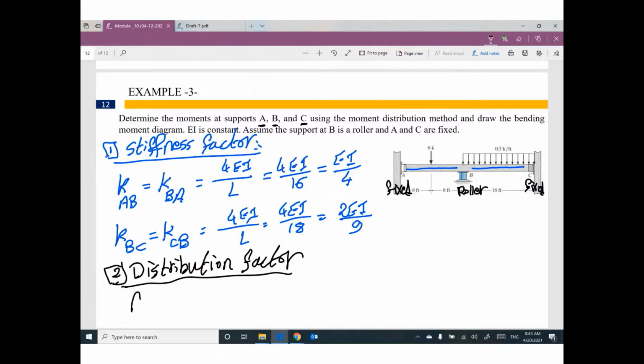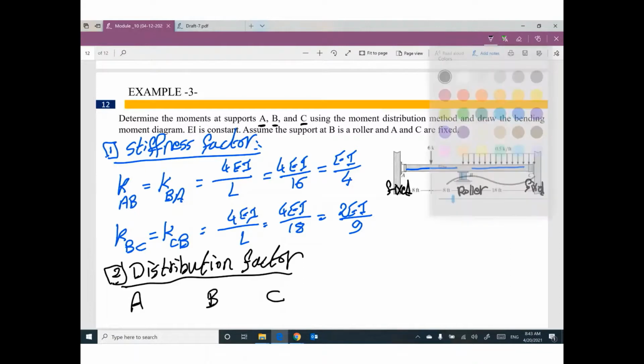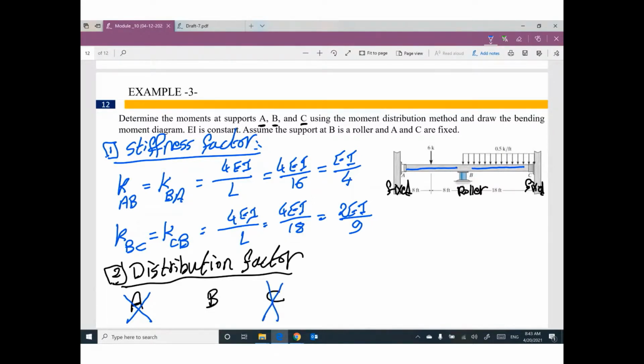So we have point A, point B, point C. I think point A will not have distribution factor. Point C will not have distribution factor. Do you know why? Because at A, we have only one member. At C, we have only one member. But at B, we have 2 members. From this side, we have distribution factor for BA equal K BA divide summation K.